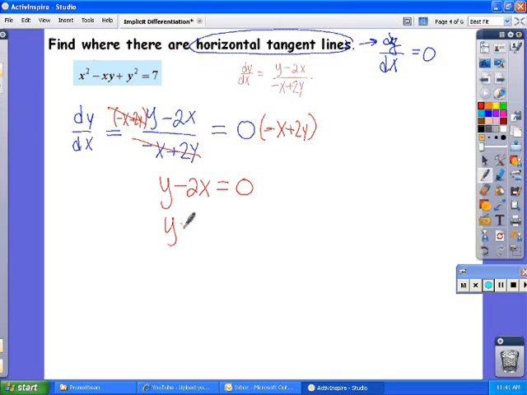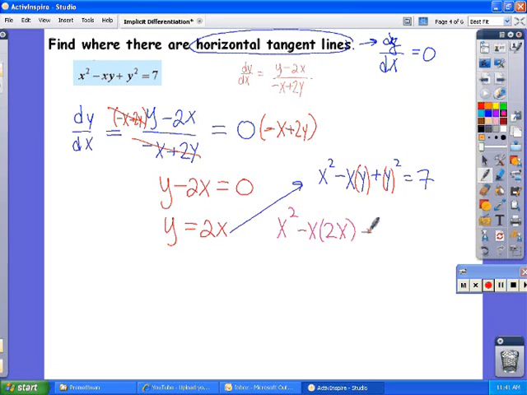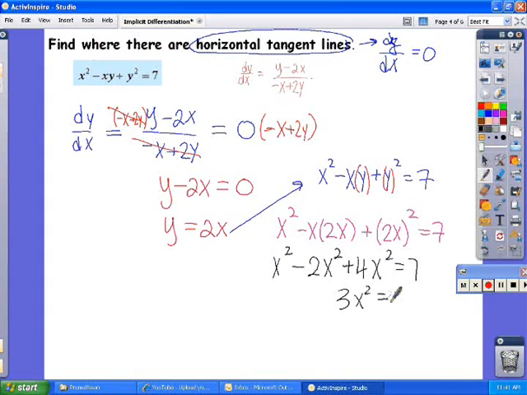You have two variables, and you can't solve. So what we're going to do is substitute back into the original equation, which is x squared minus xy plus y squared equals 7. Wherever I see the variable y, I'm going to replace it with 2x. So you are left with x squared minus x times 2x plus 2x, whole thing squared, equals 7. We get x squared minus 2x squared plus 4x squared equals 7, and we get 3x squared equals 7. Therefore, x equals plus or minus the square root of 7/3.